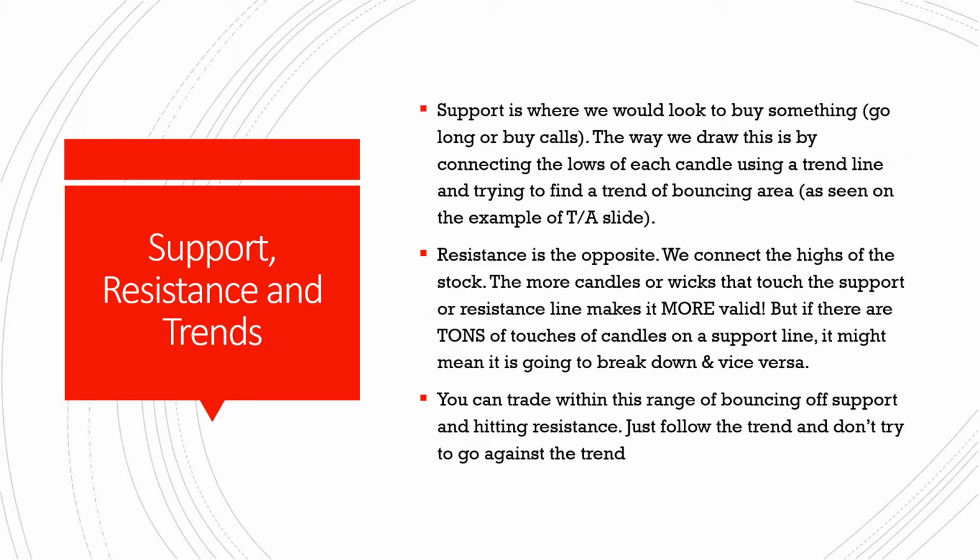So support, resistance, and trends. Support is where we would look to buy something, so go long or buy calls, and the way we draw this is connecting the lows of each candle and using a trend line to try and find areas of bouncing. Resistance is the opposite. We connect the highs of the stock. The more candles or wicks that we touch on that resistance line makes it more valid. But if there's a ton of touches on a support line, it might mean we're going to break down, vice versa, right? And you can trade within a range too. So you don't have to just play support resistance. You can trade within the range, which we'll talk about eventually.